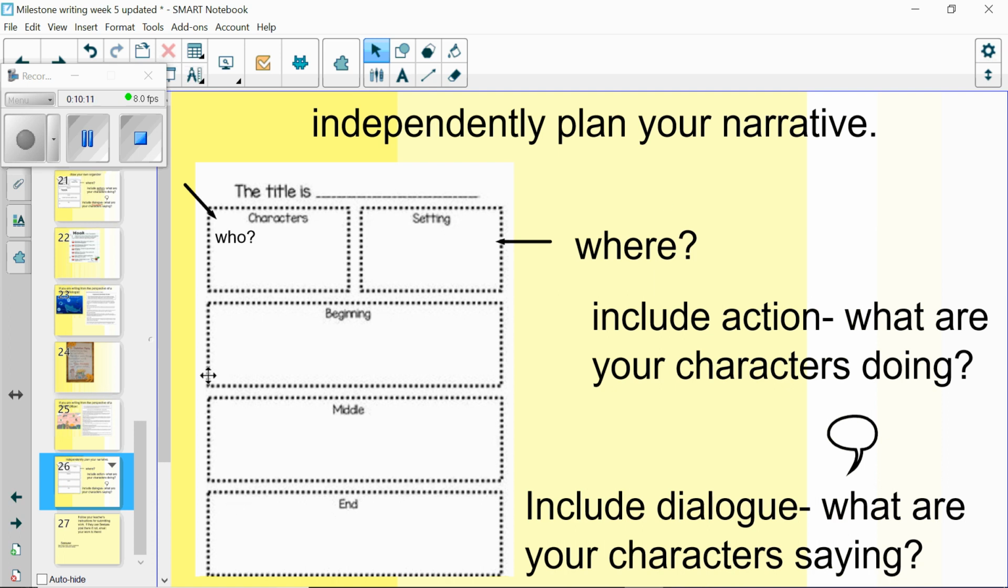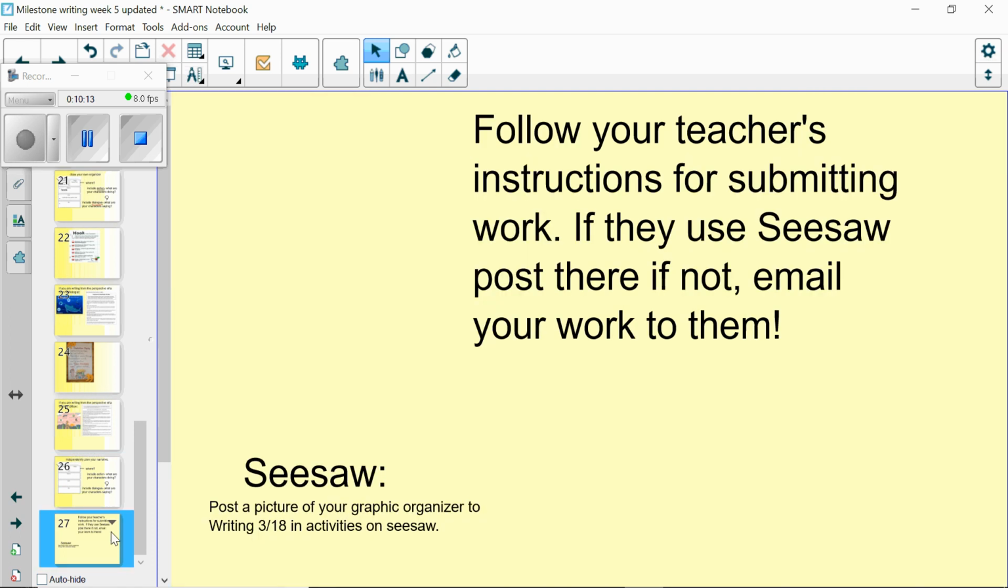And then once you're finished with your organizer, follow your teacher's instructions for submitting work. If your teacher uses Seesaw, post it there. If not, you can email your work to your teacher. So under Seesaw, you will post a picture of your graphic organizer to Writing 318 in the Activities tab on Seesaw. If you do not use Seesaw, you may email your work to your teacher.